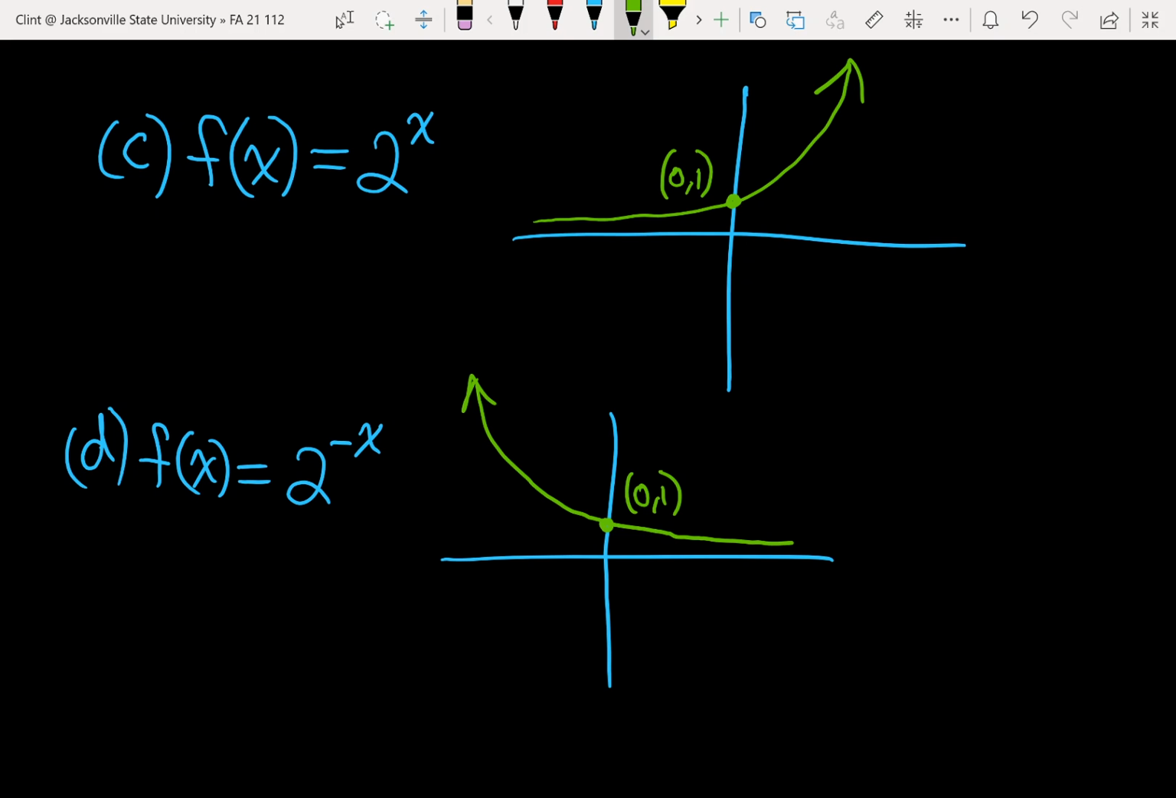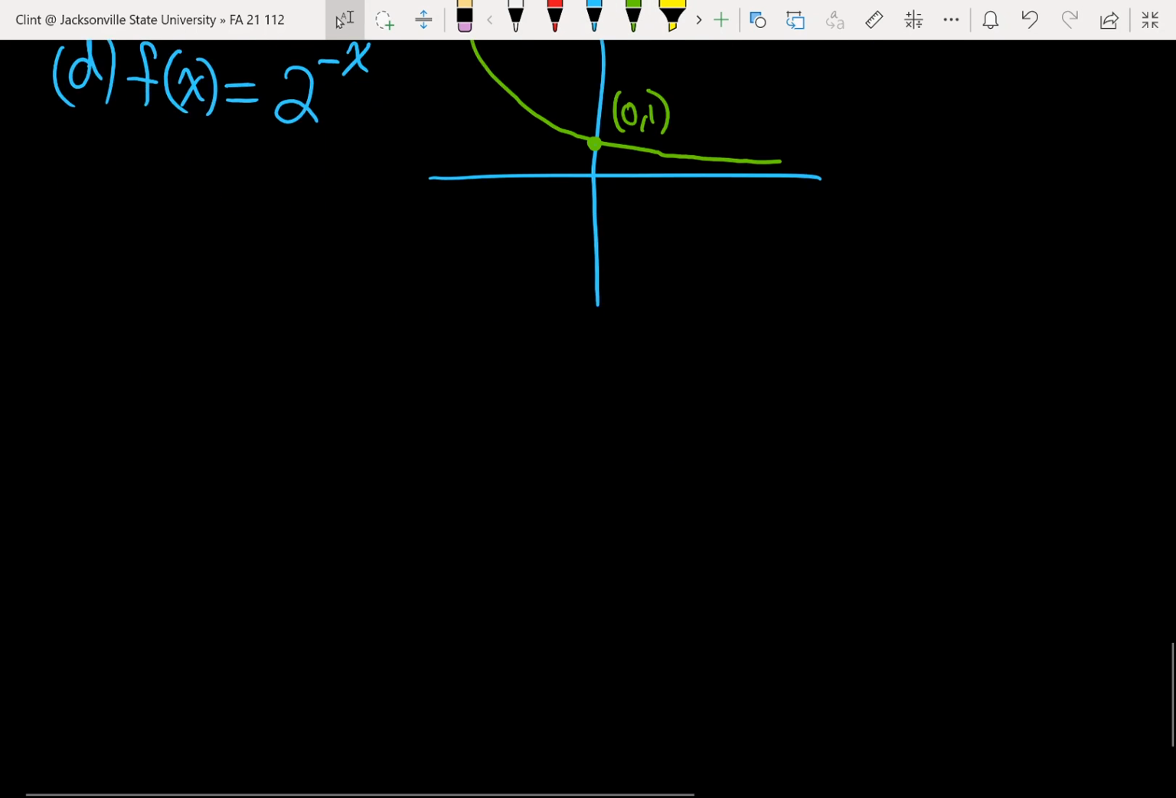So if you put the negative out front of the base, it switches the top and the bottom. If you put the negative in the exponent, it switches the right and the left. Switch top and bottom, that's an x-axis reflection. Switch left and right, that's a y-axis reflection. Questions on those? Anything in there?